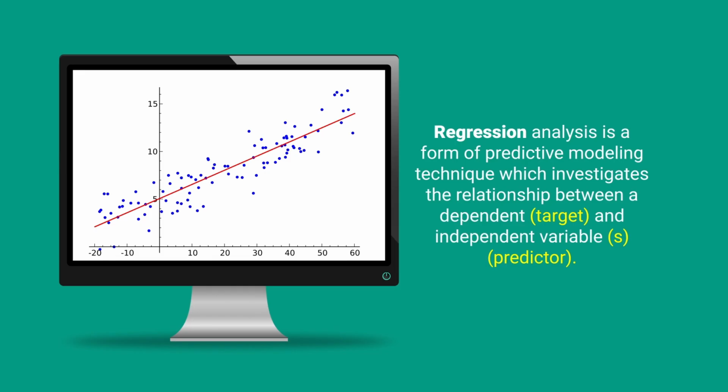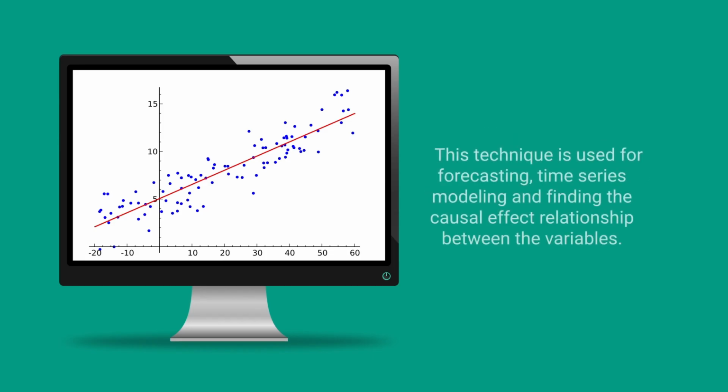Regression analysis is a form of predictive modeling technique which investigates the relationship between a dependent target and independent variable predictor. So what we have observed is that it is in the form of predictive modeling, and the technique is used for forecasting, time series modeling, and finding the causal effect relationship between the variables. This is a very important aspect, that it is going to explore and find out the causal effect relationship between the variables.